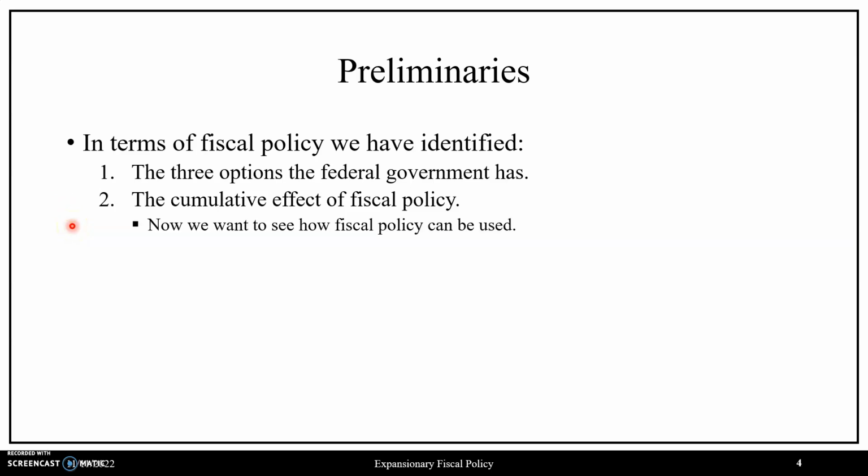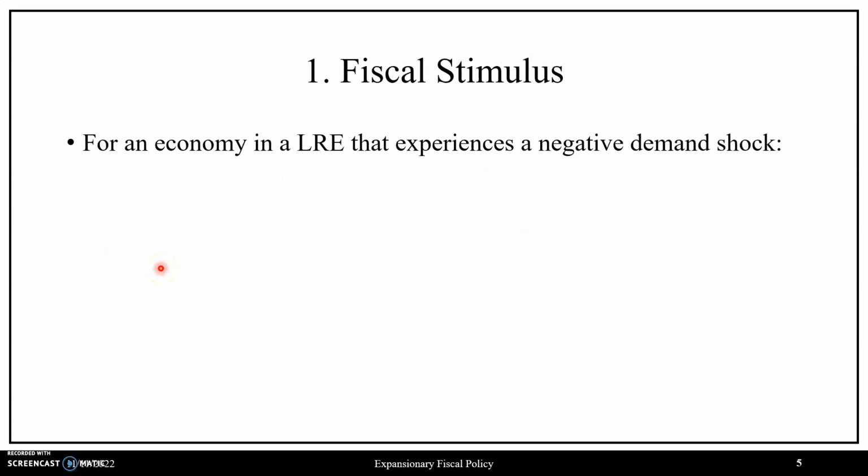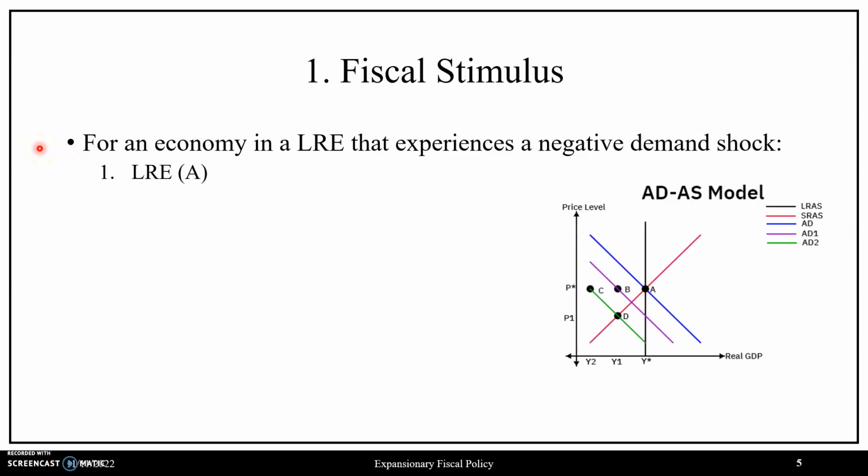So with these observations in mind, now what we'd like to do is to see how fiscal policy can be used. To do so, we will consider a negative demand shock case as well as a positive demand shock case, in which in this video we will begin with the negative demand shock case. For an economy in a long-run equilibrium, we have seen that the economy will be at potential real GDP and at the targeted price level, which will correspond to point A in this graphic.